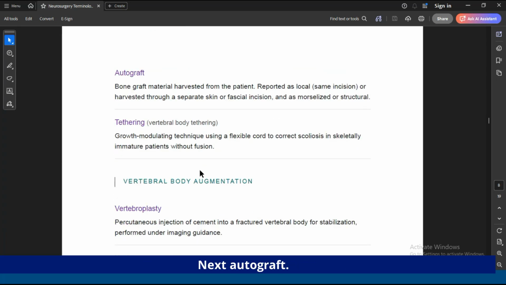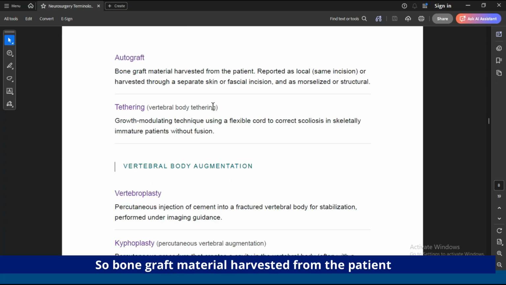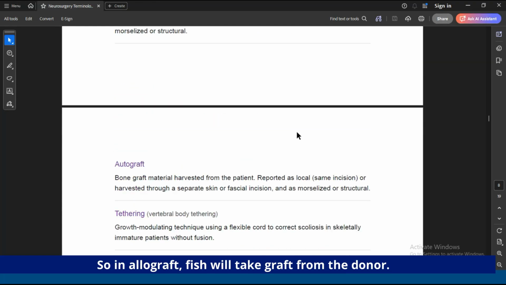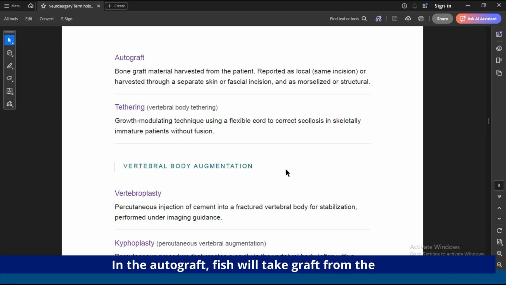Next, autograft. So bone graft material harvested from the patient, reported as local, same incision, or harvested through a separate skin or facial incision, and as morselized or structural. So in allograft, the graft is taken from the donor. In the autograft, the graft is taken from the patient. So both allograft and autograft contain two types, morselized or structural bone grafts.